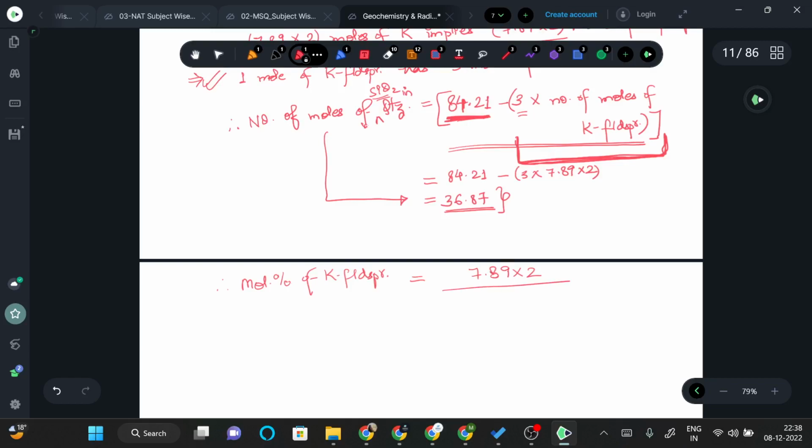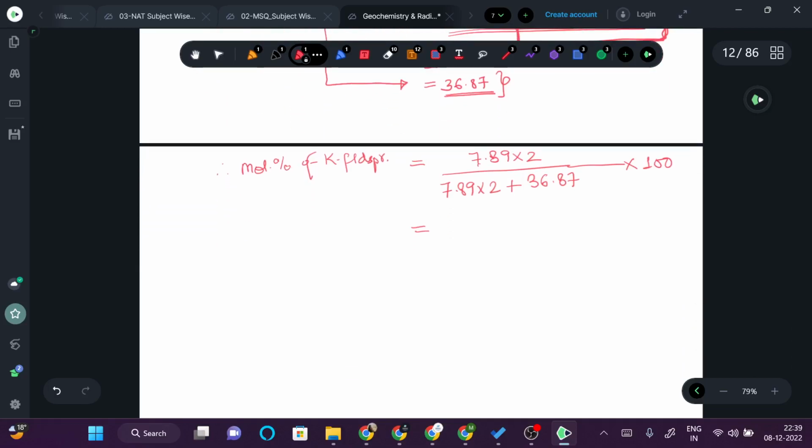We will start with this in these questions. Why have we started with 7.89? We will always start with the limiting reagents, those that are getting consumed. If you start with silica, if you start with 84.21, it won't take you anywhere, because there is some value that is remaining out of that. Plus, here it will be 36.87, into 100, since it is asking in percentage.